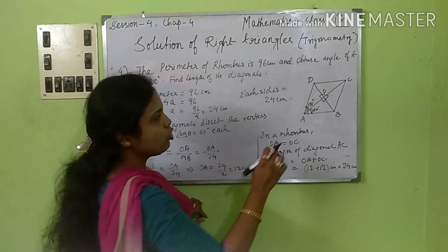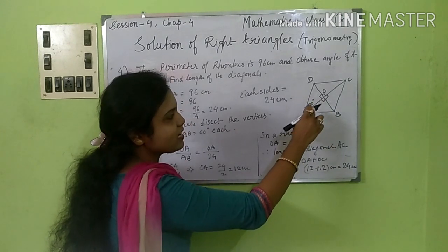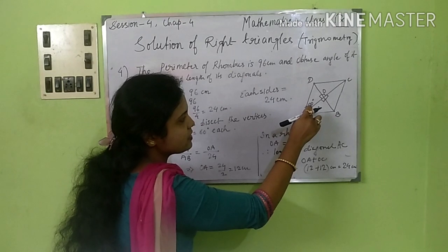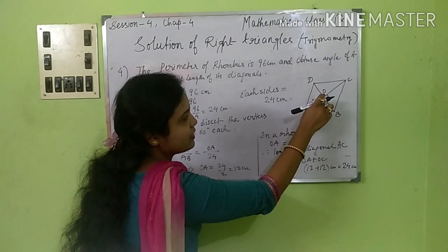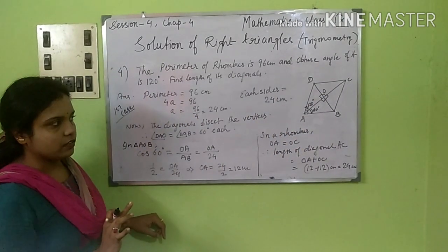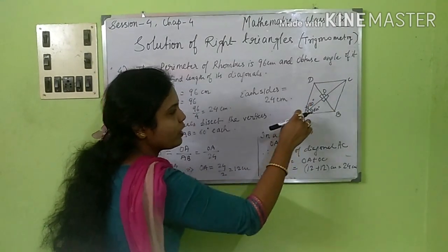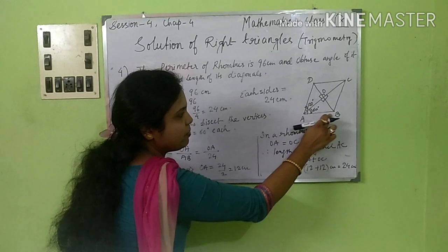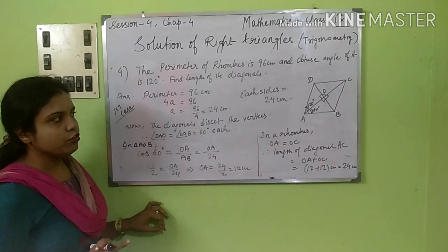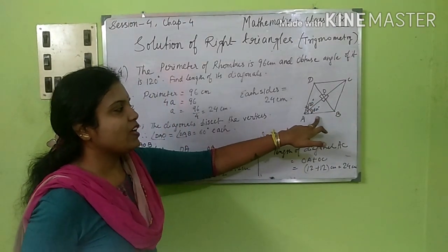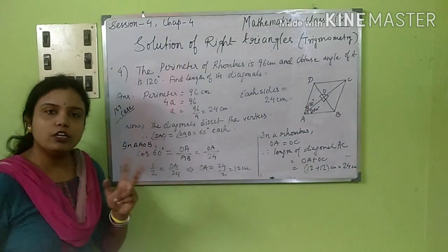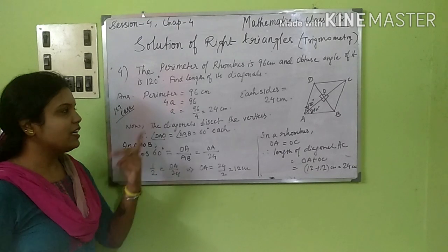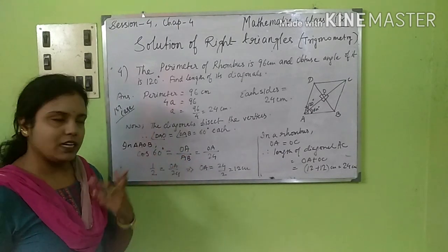Now in triangle AOB, which side is adjacent to the acute angle and will be taken as the base? That is OA, because the acute angle is 60 degrees and here is the 90 degree right angle. So this particular OA will be taken as the base, and we know the side AB's length, right? So we have the base, we have the hypotenuse. So base and hypotenuse, in which ratio are we getting? Obviously the cos. You can take sec also, that is up to you.